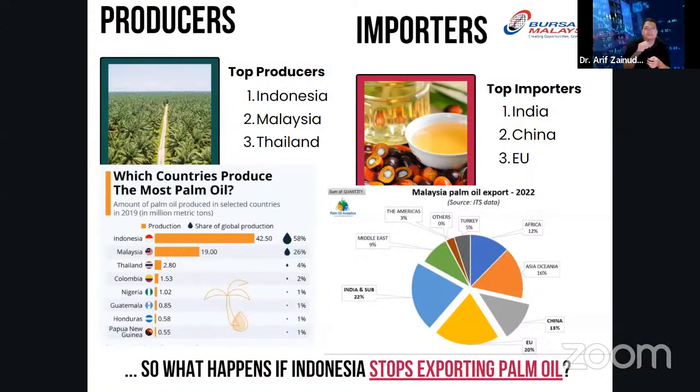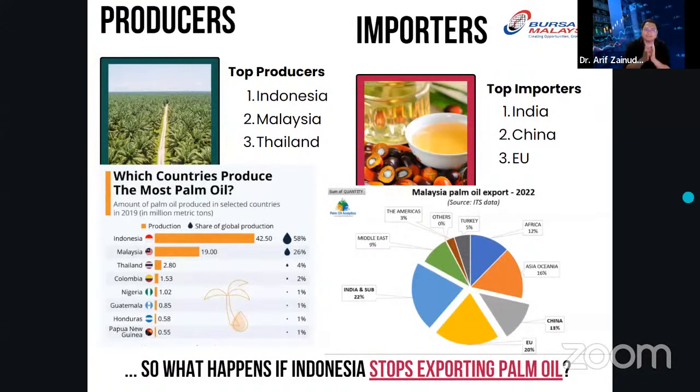And then the next one is the importers. The buyers, I would say. Top importers: the first one is India. The second one is Europe, and then the third one is China, from this pie chart.